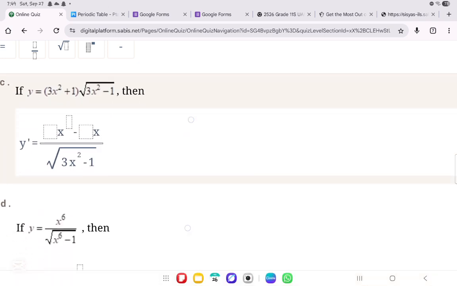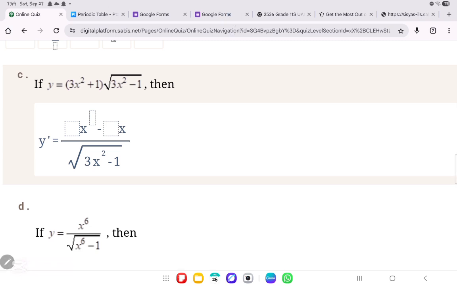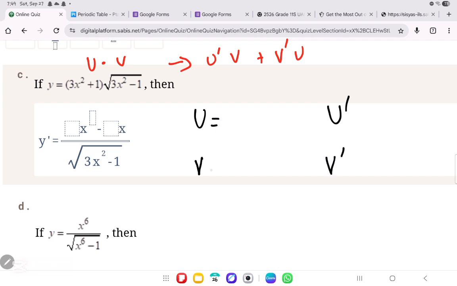Now we have part C, which is a multiplication. That is u times v. When it's u times v, we use the rule u prime v plus v prime u. So let us find our u, our v, our u prime, and our v prime. Our u is 3x squared plus 1. Our v, I'm going to change from radical into exponent because I don't like to see any radical. So 3x squared minus 1 to the power of 1 over 2.